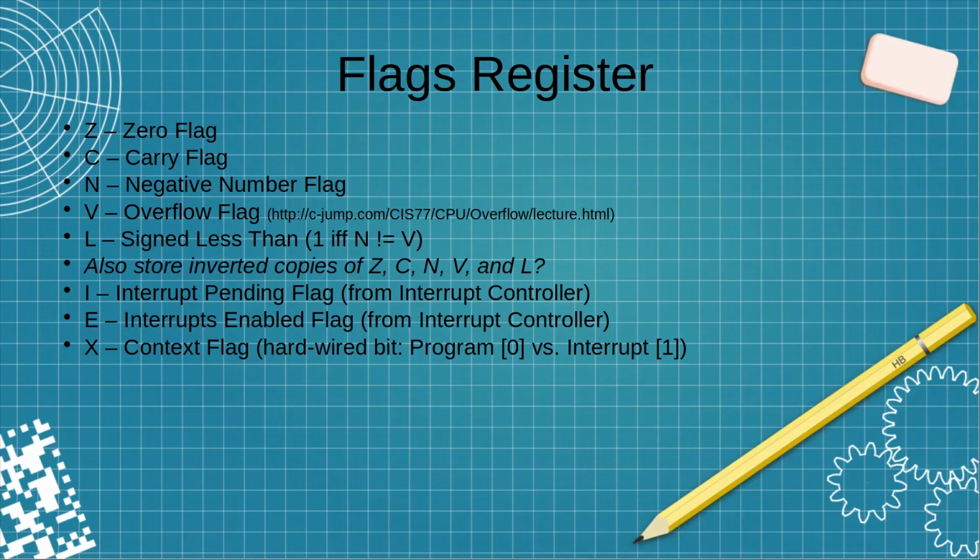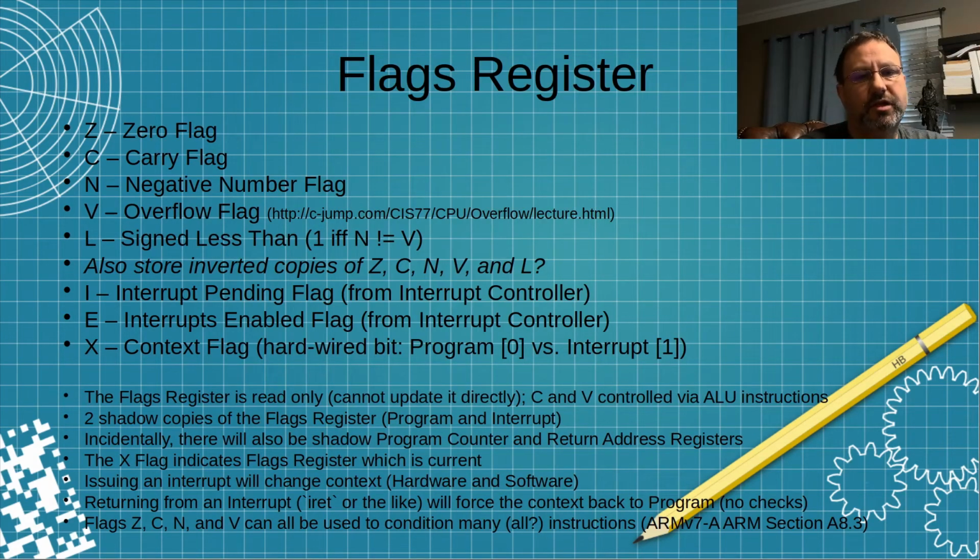So that then expands our flag register now to include whether or not an interrupt is pending, which will come from the interrupt controller. I'm putting a placeholder in that right now. And then whether or not interrupts are enabled, again, that's going to come from the interrupt controller and be latched on every cycle just to make sure that things are actually being latched and held properly. And then the context flag, which is hardwired, depending on which flags register is actually active at the moment. So again, flags are read-only. You can't directly manipulate them. There may be instructions that do that, but you can't directly manipulate them.